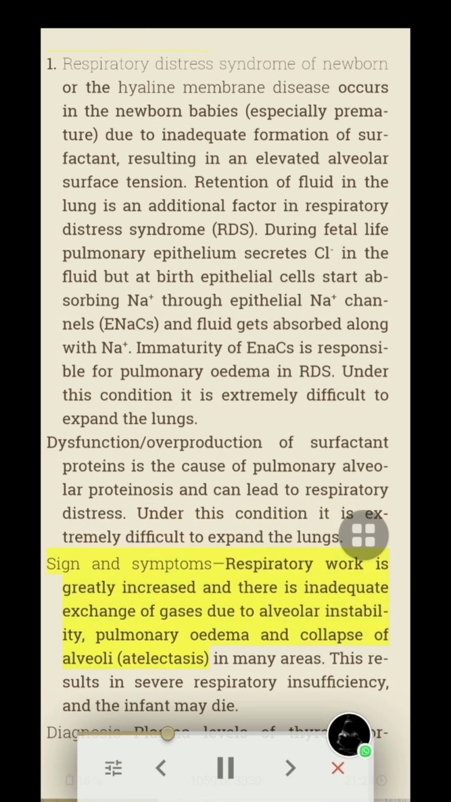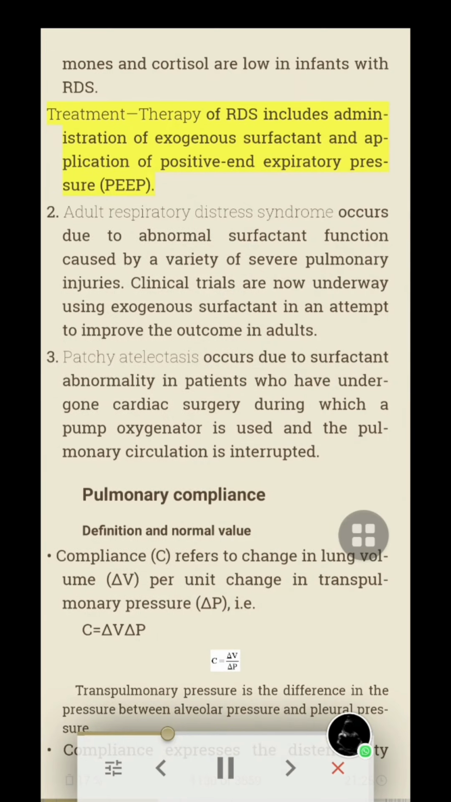Signs and symptoms. Respiratory work is greatly increased and there is inadequate exchange of gases due to alveolar instability, pulmonary edema and collapse of alveoli, atelectasis. In many areas, this results in severe respiratory insufficiency and the infant may die. Diagnosis. Plasma levels of thyroid hormones and cortisol are low in infants with RDS. Treatment. Therapy of RDS includes administration of exogenous surfactant and application of positive end expiratory pressure, PEEP.